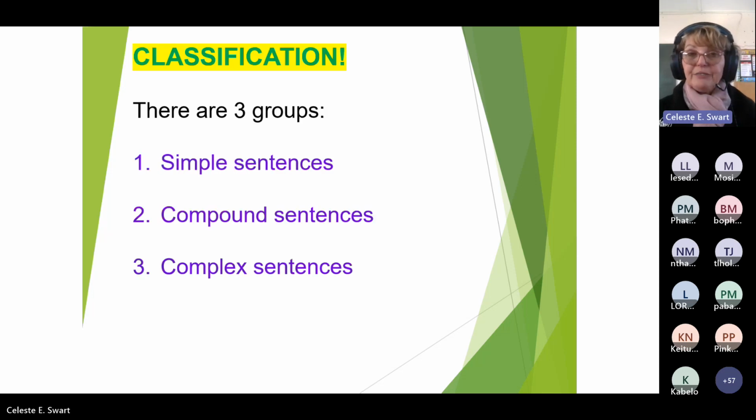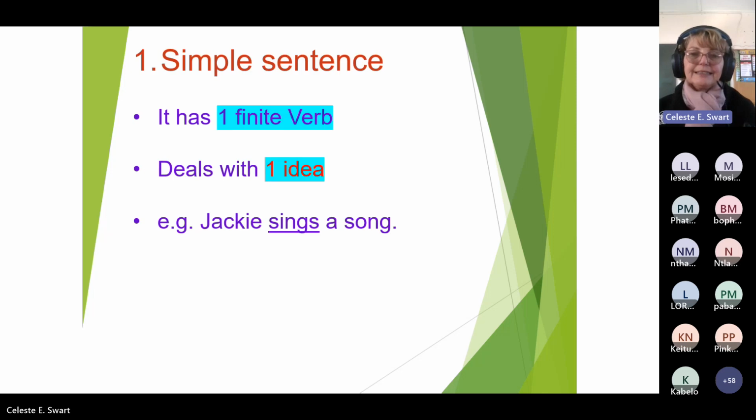Now we're going to look at classification, and today's lesson is very short. So it's going to give you enough time to really concentrate on your quiz today, and I'm excited to see what you do. So the classification has 3 different groups. These 3 groups are the following: simple sentences, you have compound sentences, and complex sentences. Okay, so now we want to know exactly what we mean by these different sentences.